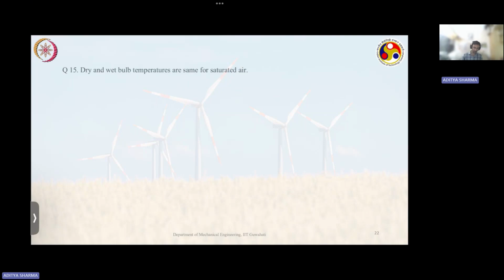Question number 14. Question number 15. Dry and wet bulb temperatures are same for saturated air. True or false? So when the air is saturated, there will be no evaporation from the wet bulb. Okay. In that case, no extra cooling. In that case, temperature will be same. So this is true. So dry and wet bulb temperatures are same for saturated air. Okay. This was question number 15.